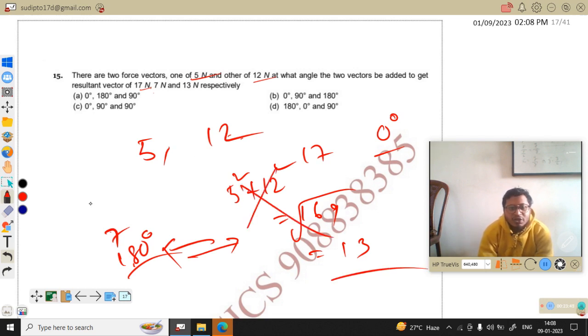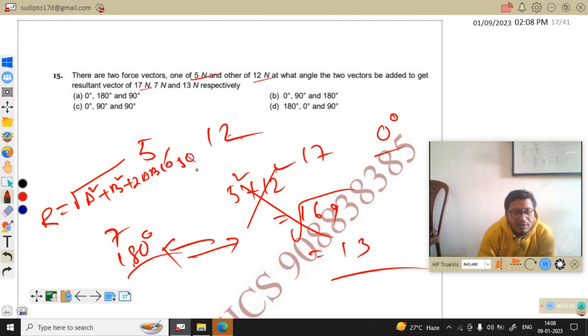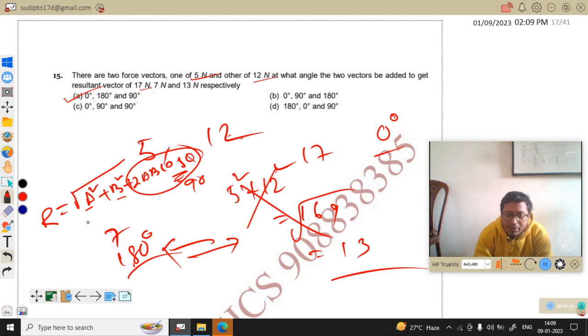Now I will revert to the third option again. We know that r equals root under a square plus b square plus 2ab cos theta. Three angles are given: 0 degrees, 180 degrees and 90 degrees. 0 degrees and 180 degrees are completed, so the remaining one is 90 degrees. I am checking again. If it is 90 degrees, then this term gives 0, and with a vector and b vector, 5 square plus 12 square is 13 square, and the root of that is 13.